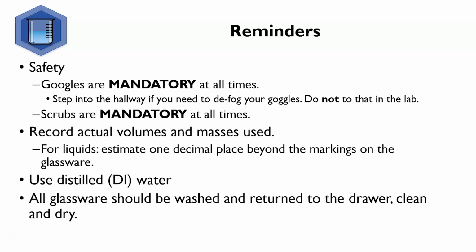Second, get in the habit of writing down the actual masses and volumes used. Don't spend a lot of time trying to get measurements that are exactly what's shown in the lab manual. Instead, get close and write down precisely what you used. Remember, for liquids, you should always estimate 1 decimal place beyond the markings in the glassware. For example, if you're using a 10 milliliter graduated cylinder with markings to the 10th mark, you can actually get 2 decimal places. Third, use distilled water to avoid introducing any kind of impurities into your experiment. And finally, don't forget that you need to return your glassware clean and dry to your lab drawer.